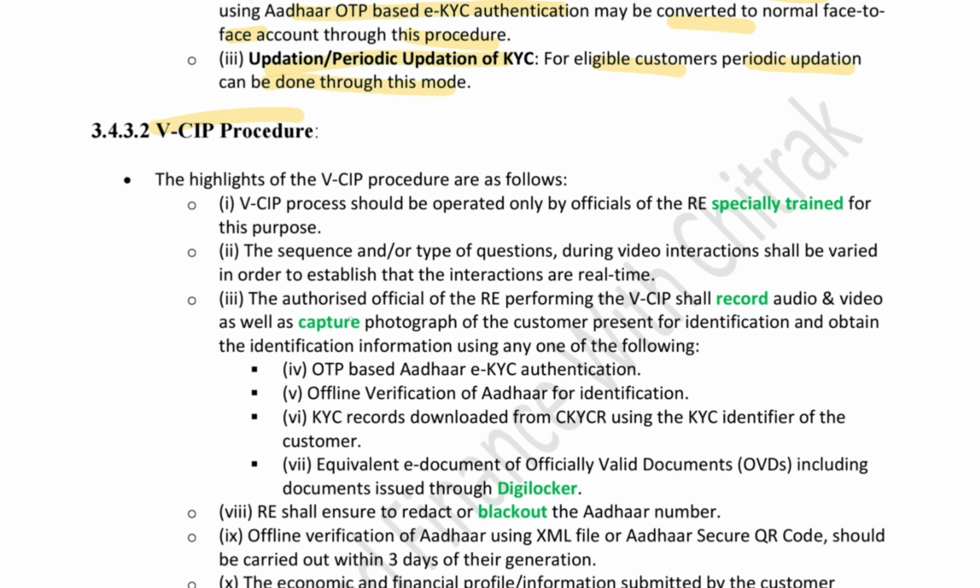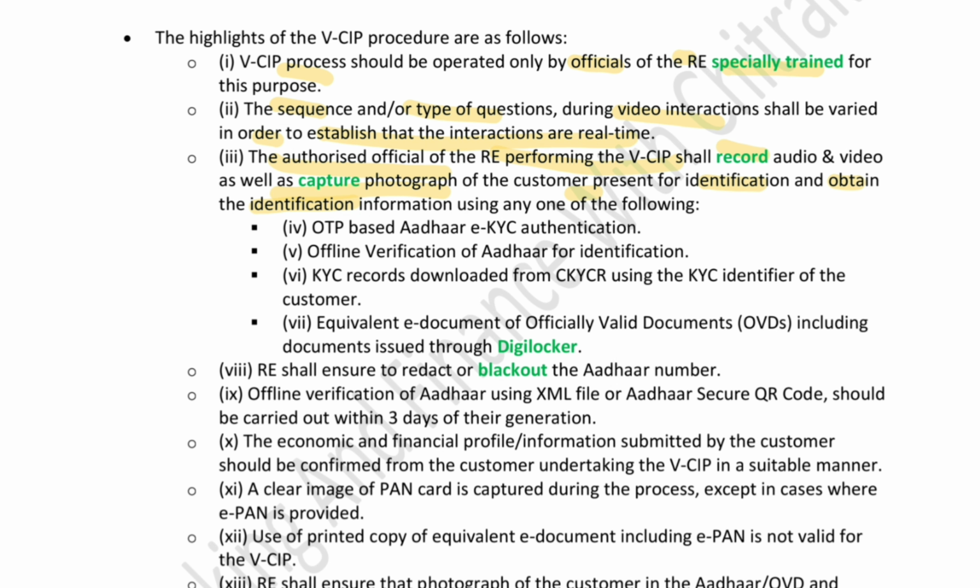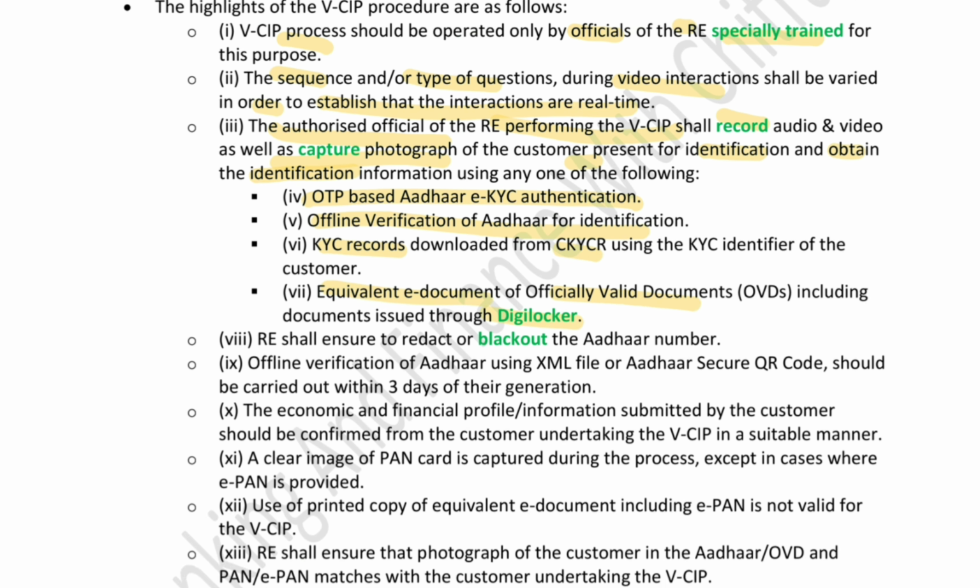Then we have the VCIP procedure. The highlights of the procedure: the VCIP process should be operated only by officials of the regulated entity specially trained for this purpose. The sequence or type of questions during video interaction shall be varied in order to establish that the interactions are real time. The authorized official of the regulated entity performing the VCIP shall record audio and video as well as capture a photograph of the customer present for identification and obtain the identification information using any of the following. What are they? OTP-based Aadhaar eKYC authentication, offline verification of Aadhaar for identification, KYC records downloaded from CKYC, or equivalent e-document or OVD including DigiLocker.